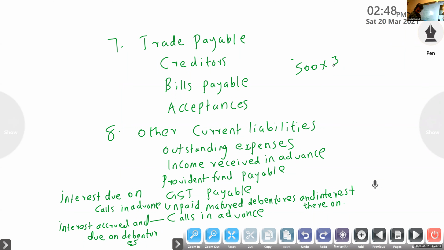Next item: other current liabilities, short-term provision.